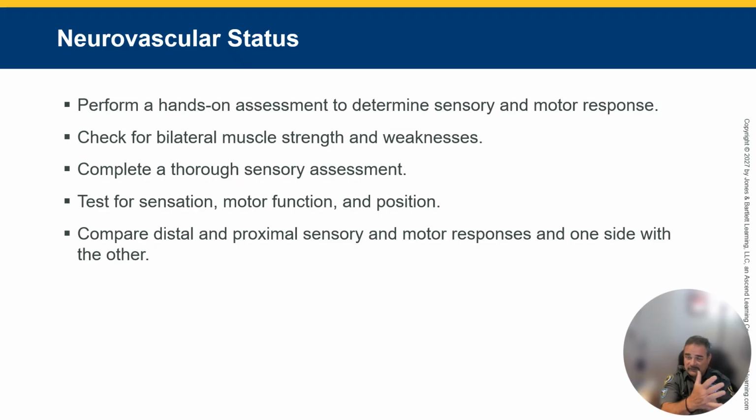Can you feel me touching the bottom of your hand? Just take your finger and rub it on the bottom of the hand. And they'll say yes, or maybe they'll say no. And we need to see if they're equal on both sides. And you want to test it distal and proximal. Distal being down towards the feet, proximal being towards the head. So do the hands and the feet.